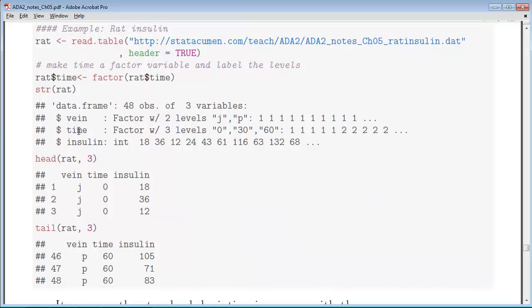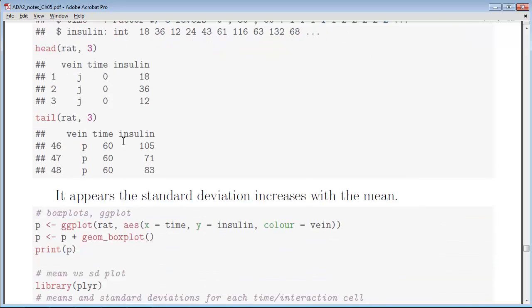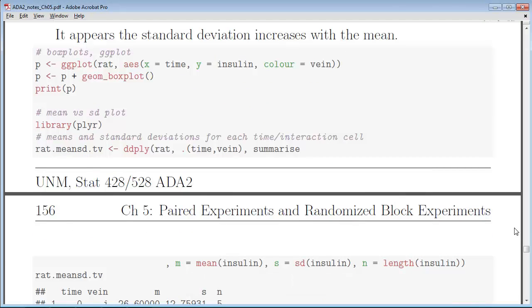We have the 3 times, and then we have insulin numbers. So let's calculate. Let's see, those are just the head and tail of the data set. Let's make some plots. So we've got insulin as the y variable, time as the x-axis, and then the color will be one or two, the 2 veins, jugular and portal, and we'll create some box plots.